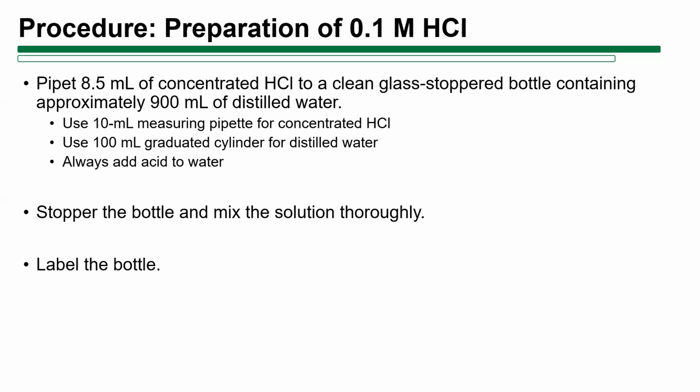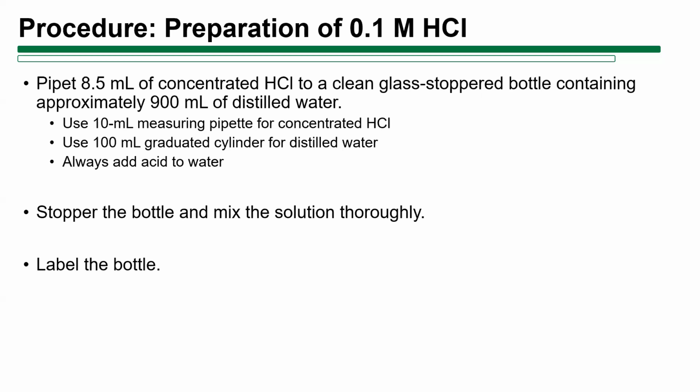Hopefully you have experience from organic chemistry, but if none, then you have to really learn how to use a pipette. But you have to be careful because you will be getting a concentrated HCl. Now you will add the 8.5 ml concentrated HCl to approximately 900 ml of distilled water.